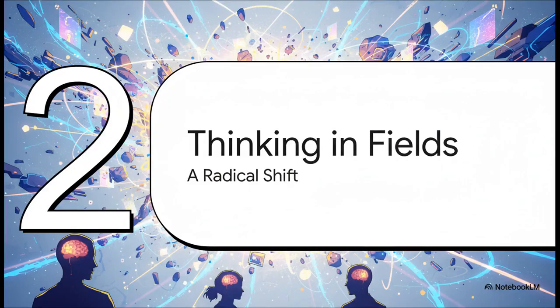And this is where dynamic info fields comes in and flips the whole script. It's a completely different way of thinking. It poses this really fascinating question. What if an AI didn't have to read in a straight line? What if it could just perceive everything all at once, like a complete picture, a field of information?